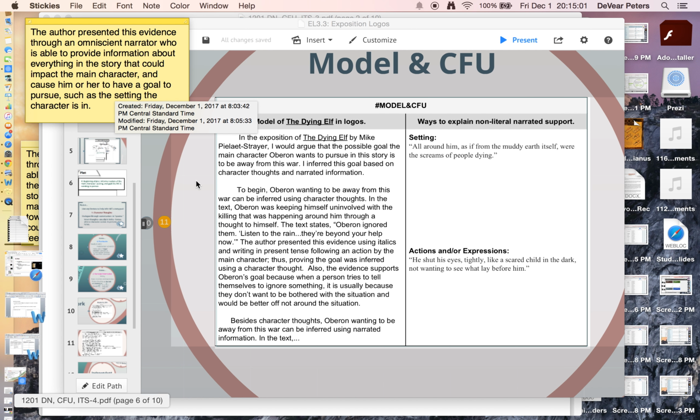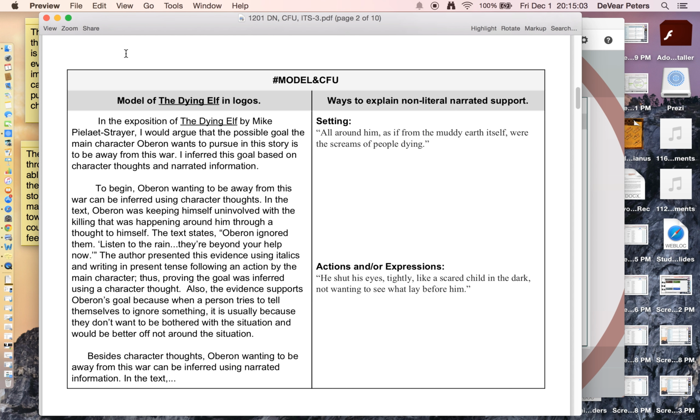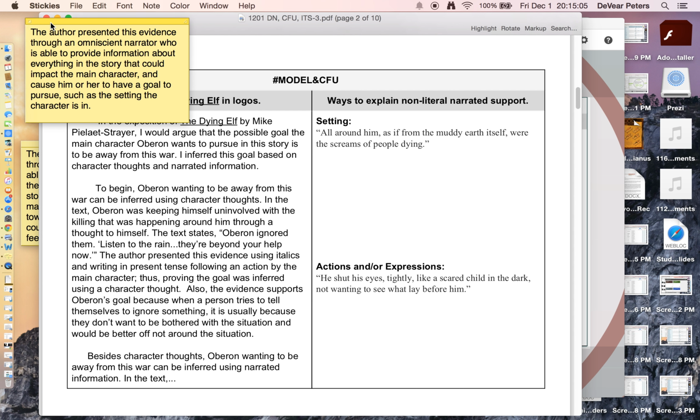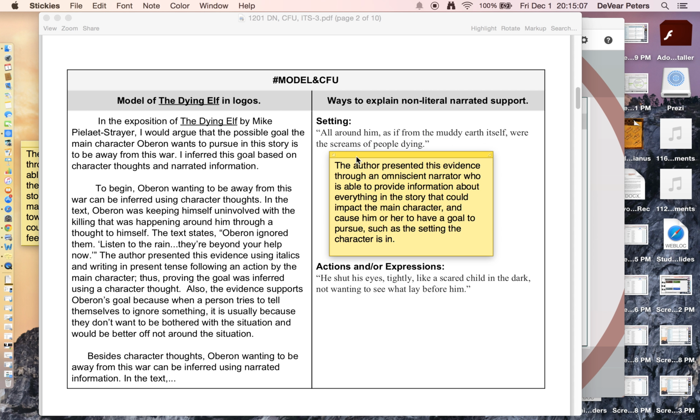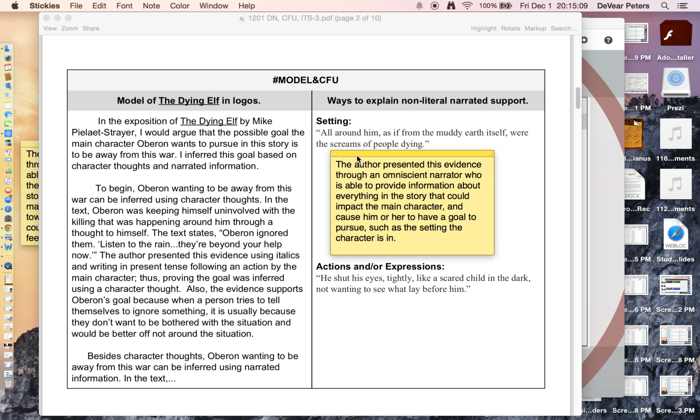Now, when it comes to the setting, this is one thing that we can say. So same sentence, but now we're putting this evidence in place. The author presented this evidence through an omniscient narrator who is able to provide information about everything in the story that could impact the main character and cause him or her to have a goal to pursue, such as the setting the character is in.